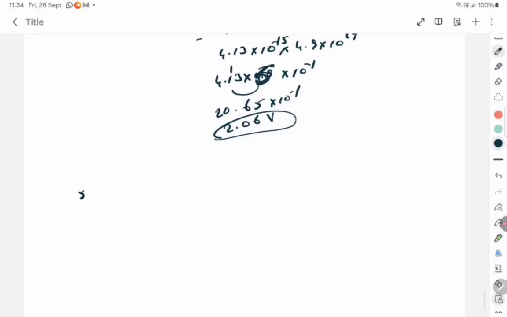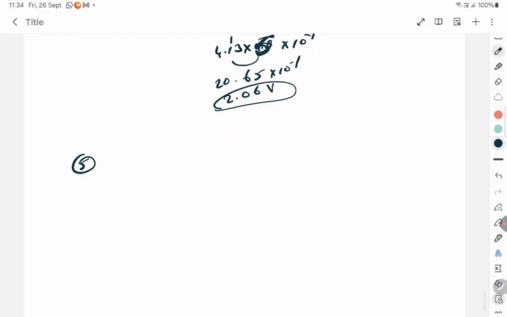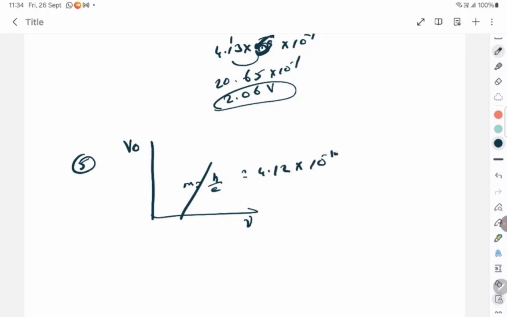Next question is the 5th question. In an experiment on photoelectric effect, the slope of the cutoff voltage V naught versus frequency. h by e is the slope. They've given the slope of the cutoff voltage versus frequency is found to be 4.12 into 10 to the power minus 15 volt second. They're asking you to find Planck's constant.